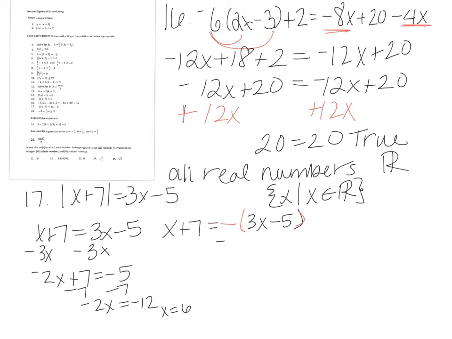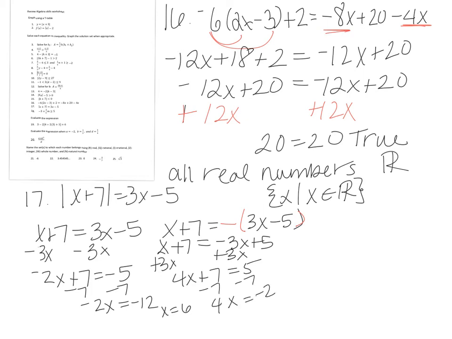And this we're going to distribute. Negative 3x plus 5 equals x plus 7. So I'm going to add 3x. So I have 4x plus 7 equals 5. Minus 7. 4x equals negative 2. And we divide by 4. We get x equals negative 1/2. So right now I'm at x equals 6 and negative 1/2.